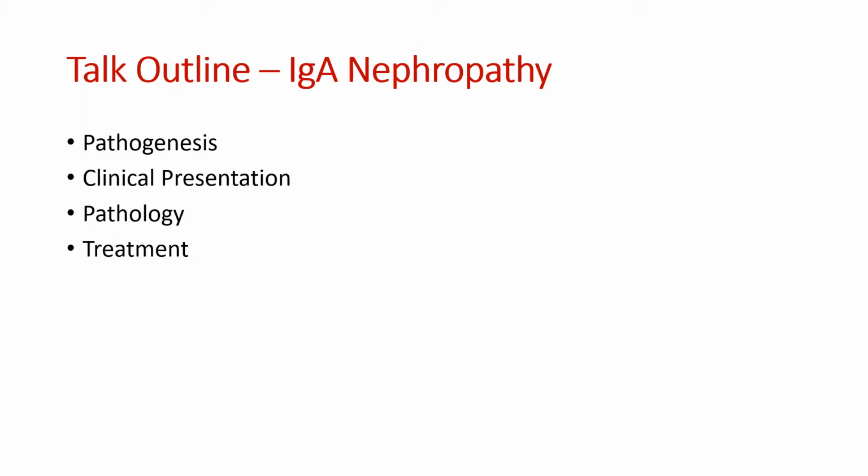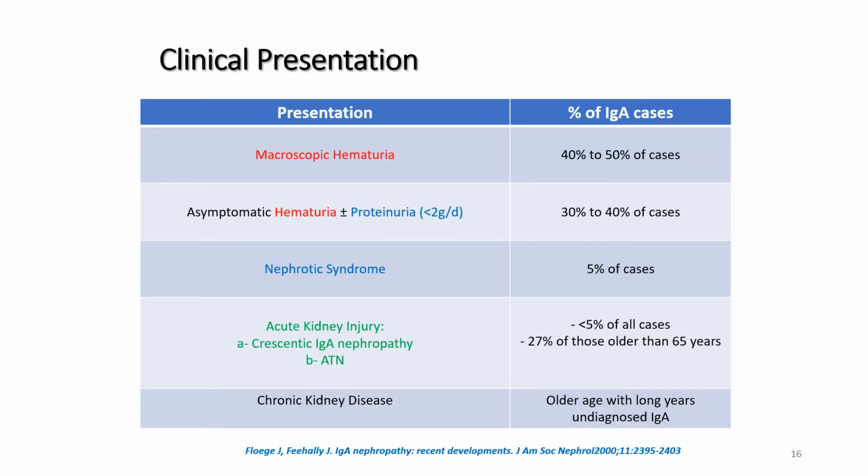Let's now talk about clinical presentation, how IgA nephropathy can present. IgA nephropathy can present with macroscopic hematuria, in about 40% to 50% of the cases. Asymptomatic hematuria with or without proteinuria less than 2 gram, from 30% to 40%. Nephrotic syndrome, 5% of the cases, and usually it will be associated with minimal change disease.